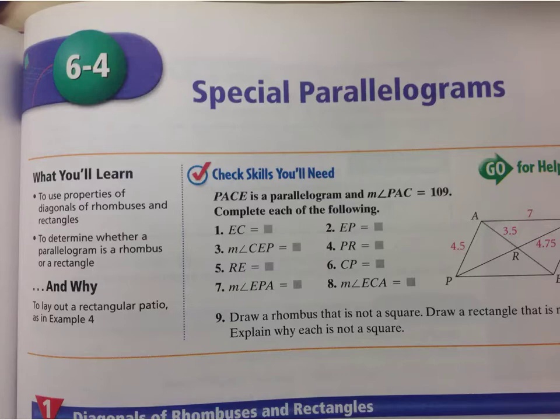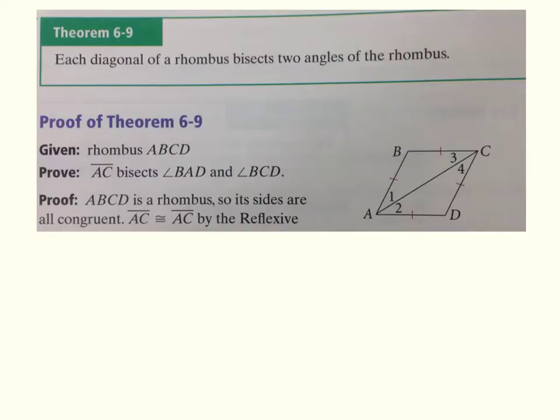In this lesson, we will learn to use the properties of diagonals of rhombuses and rectangles, and we're going to determine whether a parallelogram is a rhombus or a rectangle. Our first theorem in Lesson 6.9 states each diagonal of a rhombus bisects the two angles of the rhombus.